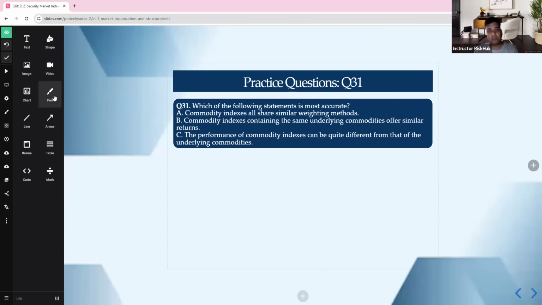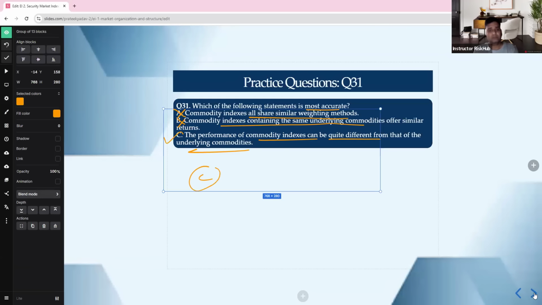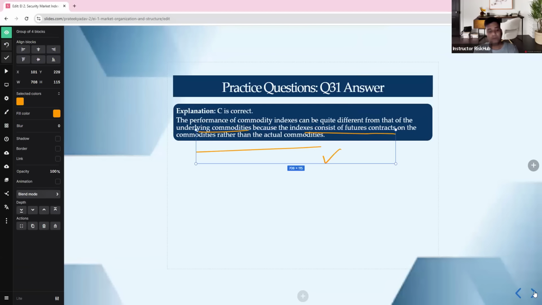Okay. Question number 31. Which of the following statements is most accurate? Commodity indexes all share similar weighting methods. No. Commodity indexes contain the same underlying commodities. No. Performance of a commodity index can be quite different from that of the underlying commodities. That is true, right? Because it's a combination. The performance of a commodity index can be quite different from that of the underlying commodities because the index consists of futures contracts on the commodities rather than the actual commodities, right? So 31 is C. Then we go to 32.